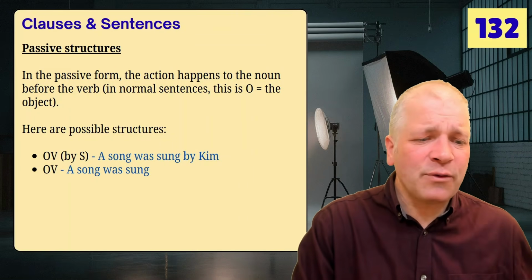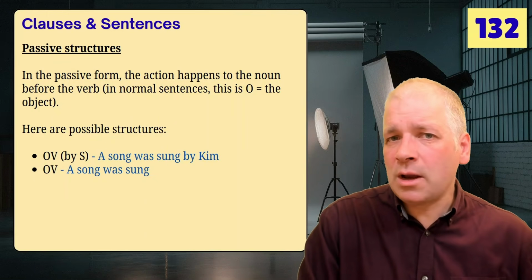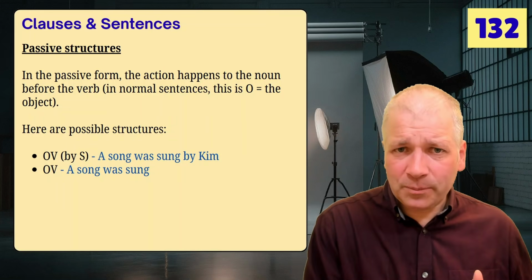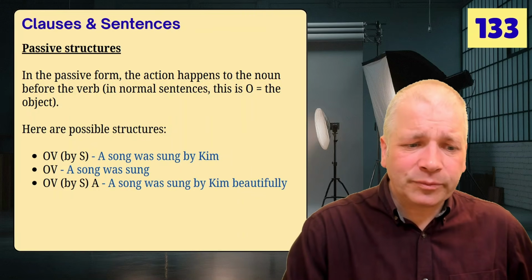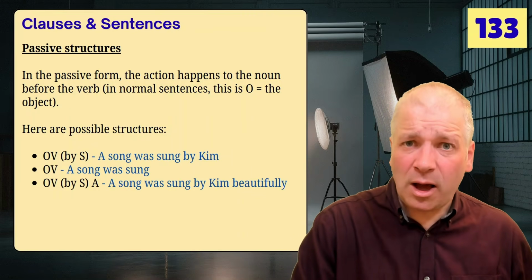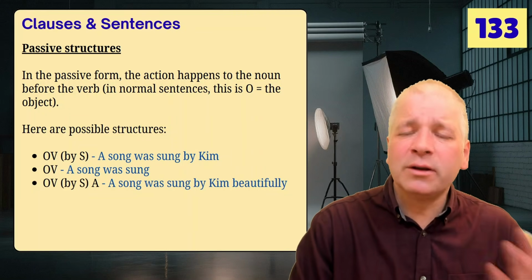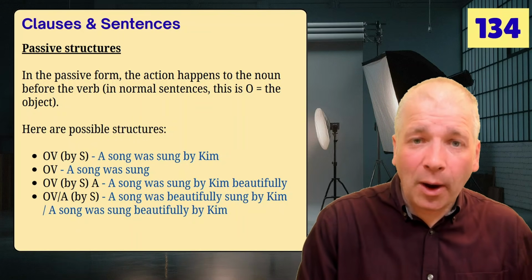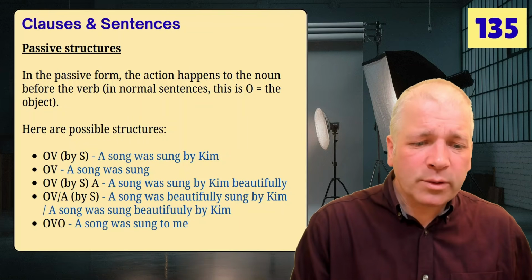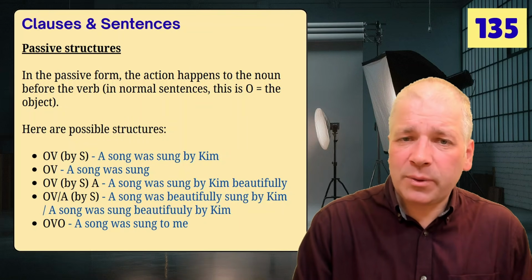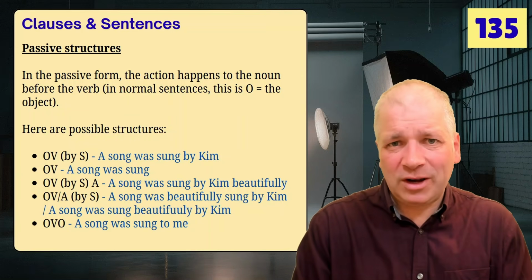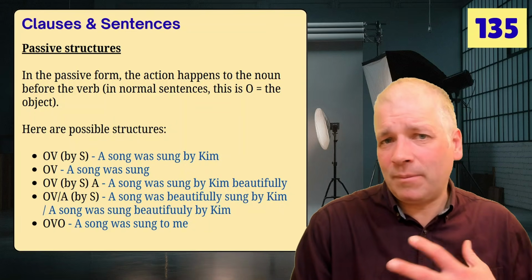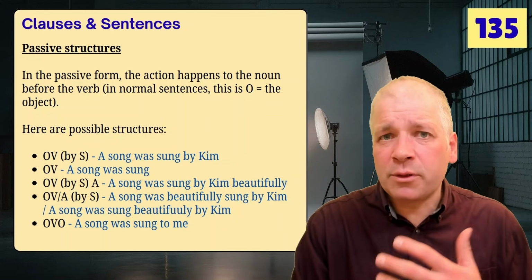We could also simply have OV, a song was sung. We know something happened through singing, which means a song, but now we don't know who did it. We could also say a song was sung by Kim beautifully, so the adverbial describes everything before. Or a song was sung beautifully by Kim. A song was sung to me. So here we simply have the indirect object and the direct object, and we leave out the person who did the activity. So to me means me is not the one who did it. Me is also the recipient.